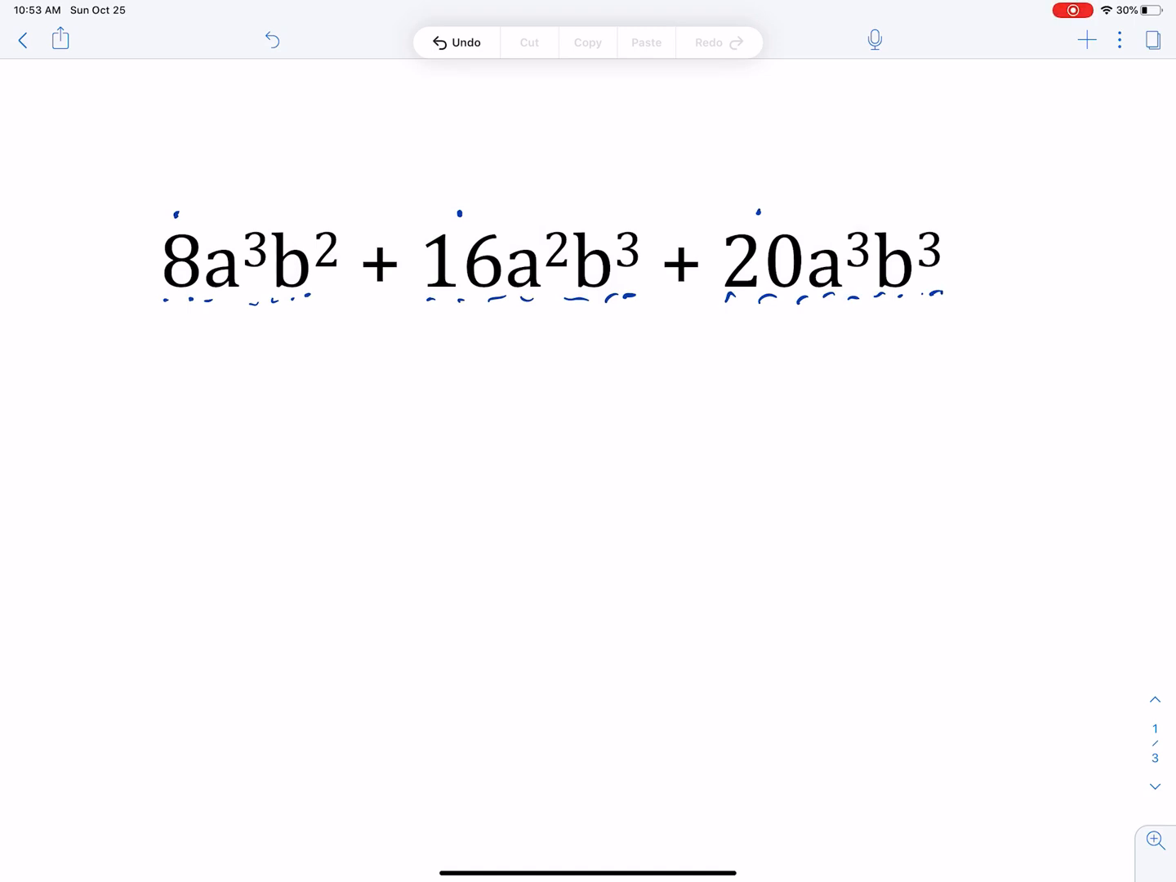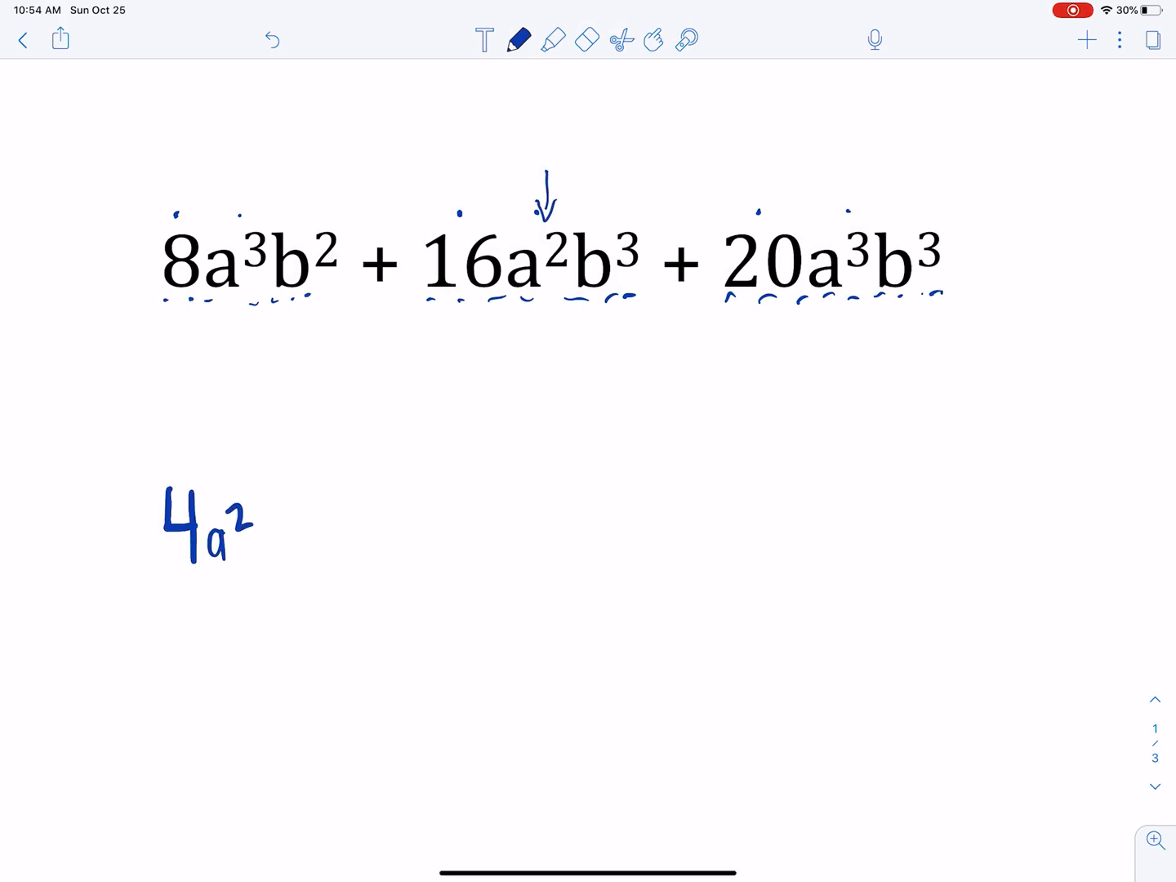So for numbers, we're going to factor out a 4. Now let's think about the a's. We have a to the third, a squared, and a to the third. So there is an a in every term. We're going to factor out the smallest power, which in this case is a squared.